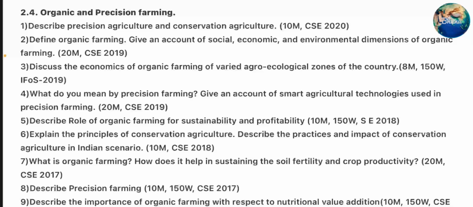Question 4. What do you mean by precision farming? Give an account of smart agriculture technologies used in precision farming. Question 5. Describe the role of organic farming for sustainability and profitability. Question 6. Explain the principles of conservation agriculture. Describe the practices and impact of conservation agriculture in Indian scenario.